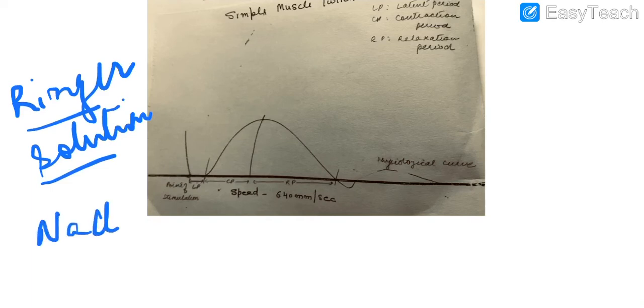So for these contraction and relaxation periods, the examiner might ask you, what is the normal duration of all these periods? The normal duration of the latent period is 0.01 second, and for the contraction period it is 0.04 second, and for the relaxation period it is 0.05. So it's easy to remember: the relaxation period is equal to the contraction period plus the latent period, and out of that, the latent period is 0.01 second and contraction is 0.04.